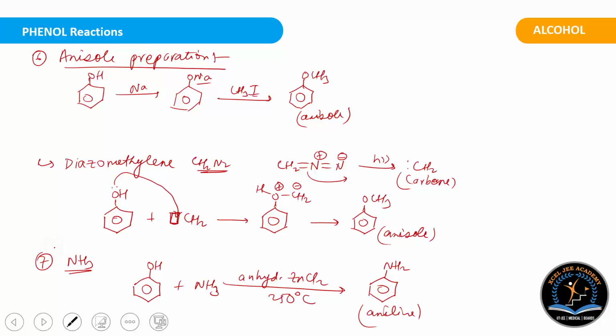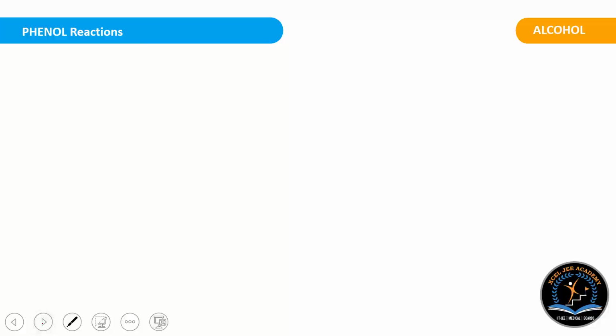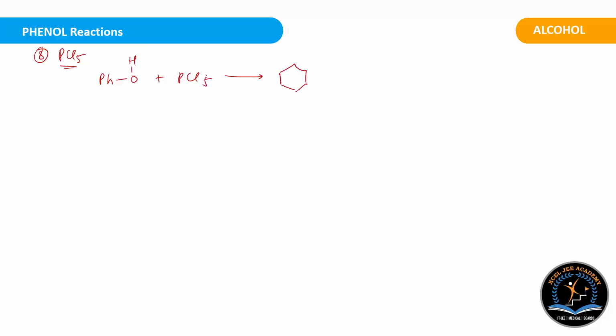Then the next reaction, the eighth one, is the reaction with PCl5. That is, in presence of PCl5, how this phenol reacts. Phenol is PhOH. In presence of PCl5, it will react, combining with chlorine. Along with that, we will have POCl3, and then HCl will be removed. So this is a similar reaction to that of alcohol.